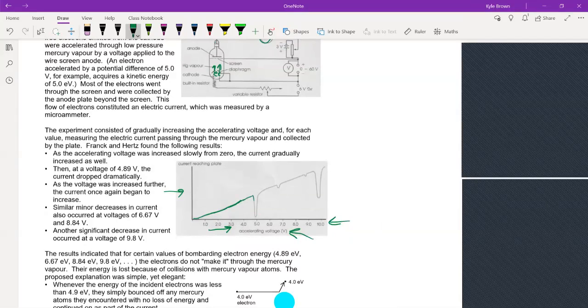But then right at these dips, what's going on there? He would turn it up and up until he got to 4.89 volts, and then it dropped. You get a big drop like that. Then it would start to go back to normal, going up and up again. And then at 6.67 and 8.84, right here and right here, we get these little dips. And then you get a really big dip again at 9.8.